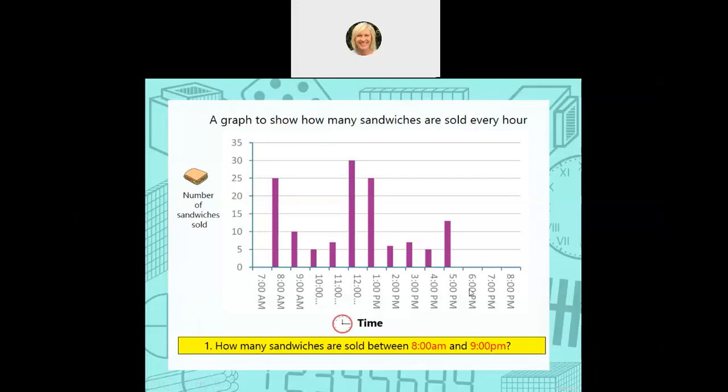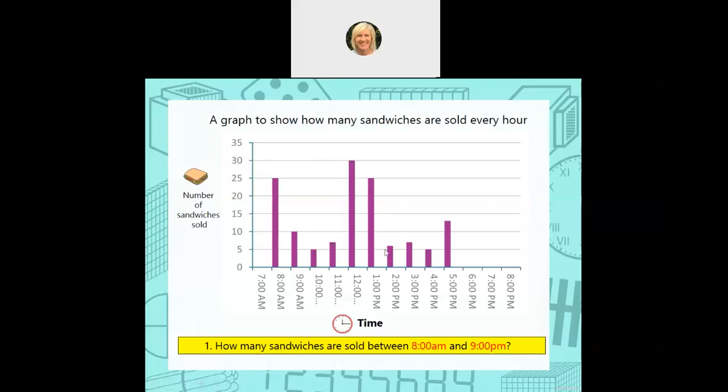Show your working, please. Write down your addition, or if you're adding in your head, that's fine. You still need to write down the sum. So you'll be adding 25 from here, plus 10, plus 5, plus, where does that fit? 5, 6, about 7, plus 30, plus 25, and so on.